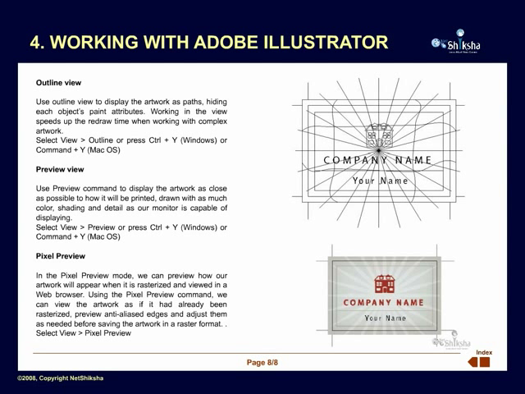Pixel Preview. In the Pixel Preview mode, we can preview how our artwork will appear when it is rasterized and viewed in a web browser. Using the Pixel Preview command, we can view the artwork as if it had already been rasterized, preview anti-aliased edges, and adjust them as needed before saving the artwork in a raster format. Select View and then select Pixel Preview.